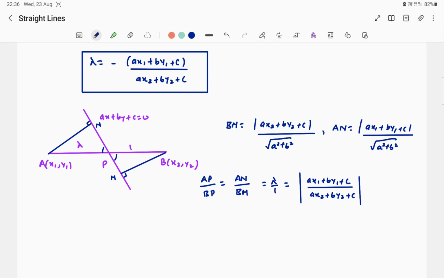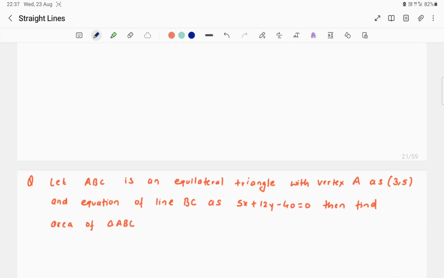The only thing you have to conclude is whether it is internal division or external division. How will you conclude? Check whether the points are on the same side or opposite side. Opposite side means internal division, same side means external division. Okay, so you can see a lot of calculations got reduced from here.